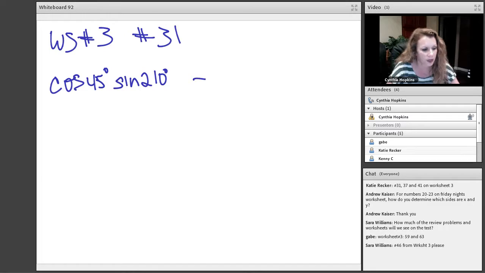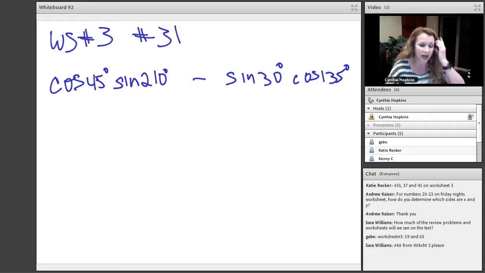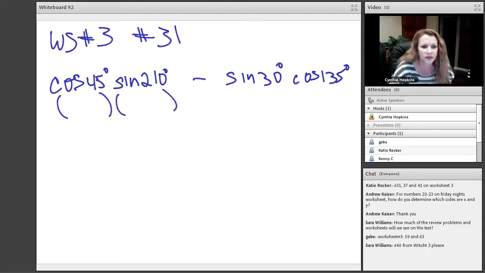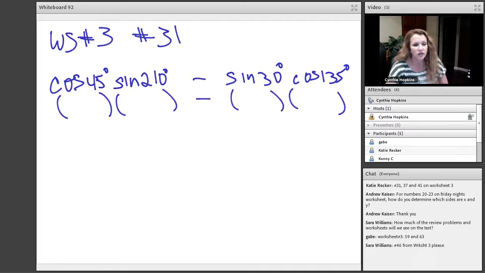Okay, now there's a minus sign. And then it says sine of 30 degrees, no symbol, so it means times cosine of 135 degrees. Okay, I think this is a great way to get organized. I'm going to put parentheses underneath each of these trig functions of these different angles. By the way, there's 4 different angles. So if you don't have your 45-45-90s and 30-60-90s memorized, you're going to have a hard time with this. This is 4 problems in one.